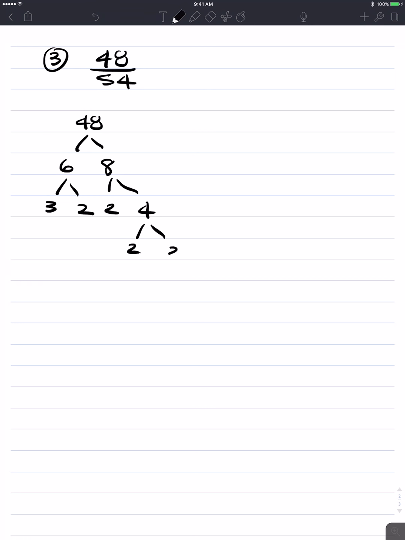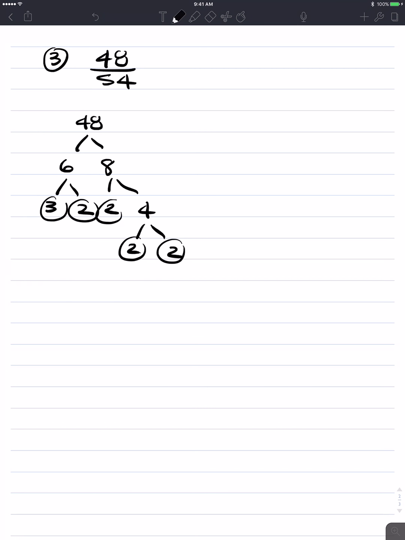Number 3. I have to simplify 48 over 54. Both of these numbers are not prime. I'm going to have to break them both down by using factor trees. 6 times 8 is 48. 3 times 2 is 6. 2 times 4 is 8. And 2 times 2 is 4.